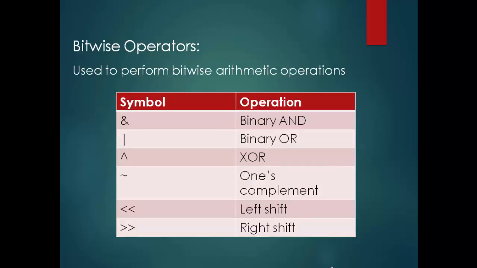Moving on to bitwise operators, they perform bitwise arithmetic operations. In bitwise operations, we convert the data into bits and perform the operations like AND, OR, XOR, ones complement, which is nothing but the reverse of the value present, and left shift and right shift. Left shift means moving the data towards the left side by 1 bit, and right shift indicates movement of the data towards the right side by 1 bit.